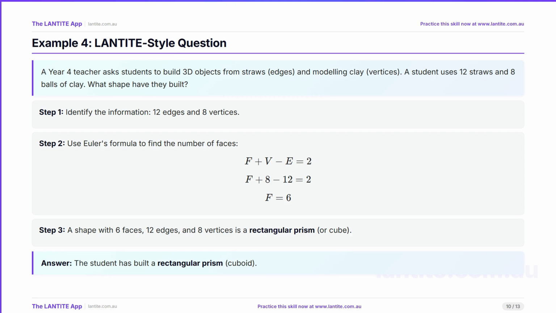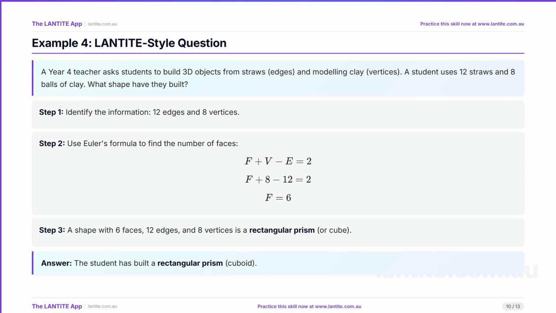Here's a LANTITE-style problem. A Year 4 teacher asks students to build 3D objects from straws and modeling clay. A student uses 12 straws for the edges and 8 balls of clay for the vertices. What shape have they made? We know there are 12 edges and 8 vertices.